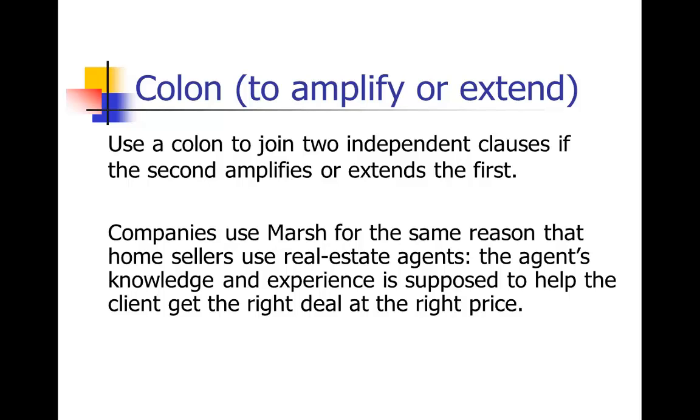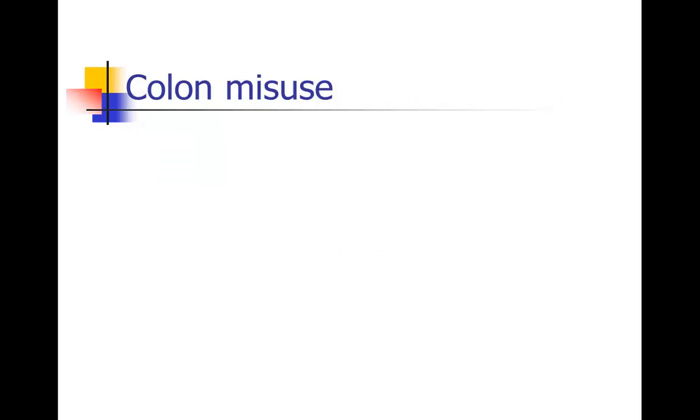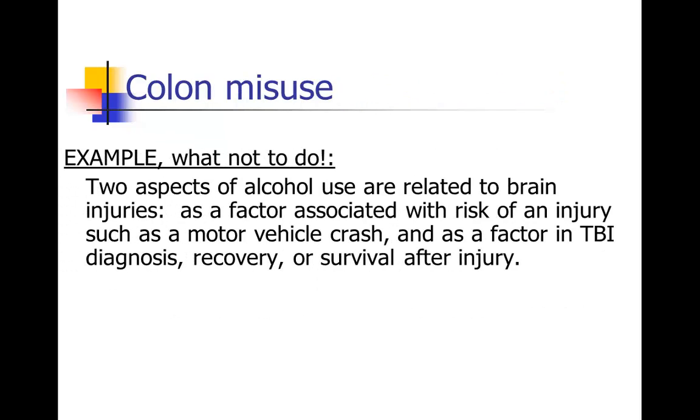I want to point out a few misuses of the colon because sometimes people get a little confused on how to use it. So here's a couple of things that you don't want to do when using the colon. Here's an example of what not to do. This one says, "Two aspects of alcohol use are related to brain injuries." Notice they've got the subject and the verb, so that's correct. They use the colon. And then it goes, "as a factor associated with risk of an injury, such as motor vehicle crash, and as a factor in traumatic brain injury diagnosis, recovery, or survival after injury."